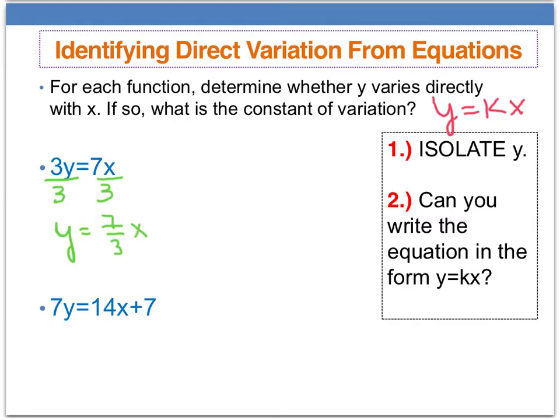So is it written in this form? Well, yes it is. And as a matter of fact, k is equal to 7/3. So my constant of variation is 7/3.